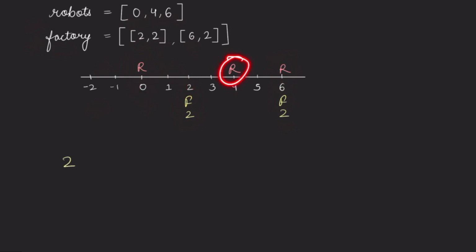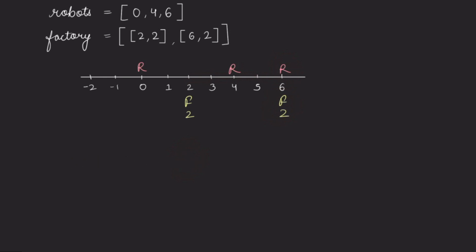Now for this particular robot, this can be repaired by either this factory or this factory. In both factories, it will have to travel 2 units of distance, so we'll consider it 2. Then for this particular robot, you see it is already present at a factory. It can be repaired by it. So the distance traveled by this robot will be 0. So the total distance traveled by all the robots will be 4, and this will be your answer because this is the minimum total distance that you can achieve.